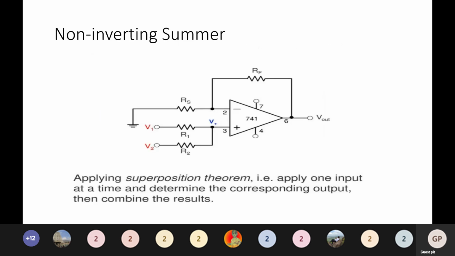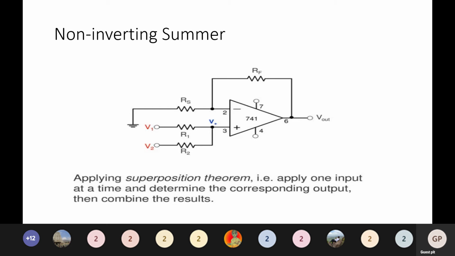Now, the non-inverting summer. What is a non-inverting summer? The same thing. It acts as a summing amplifier where the output will be the sum of the inputs provided at the non-inverting terminal of the op-amp. You can see from the diagram.